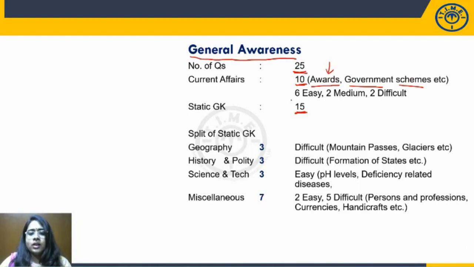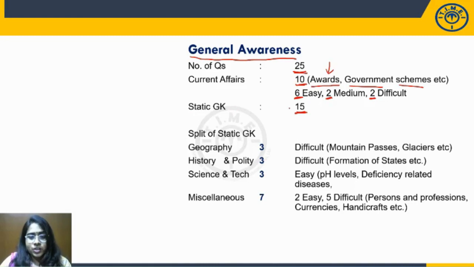And overall, of the 10 current affairs questions that appeared, 6 of them were easy if you were up to date with your current affairs. 2 of them were a little moderate, you may or may not have known these answers, and there were 2 questions that were quite difficult that came from this particular section.